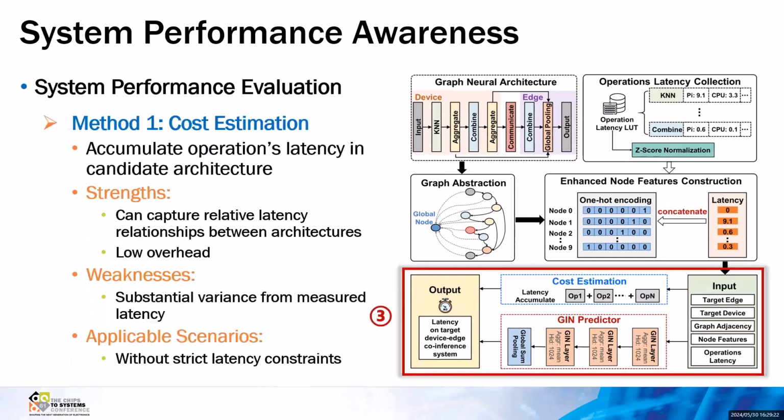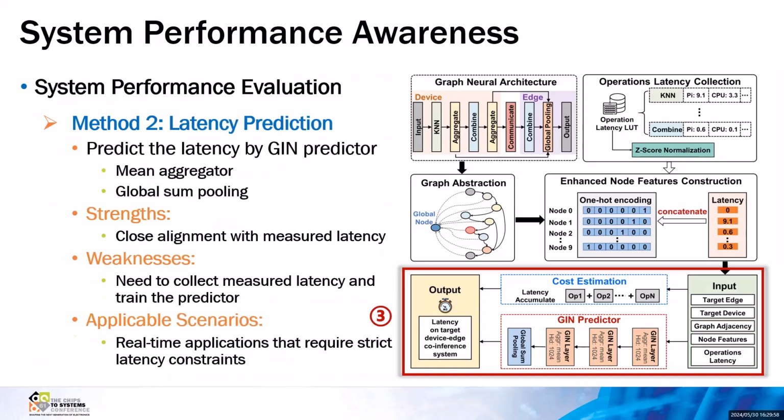When performing system performance evaluation, we provide two options to adapt to different application requirements. The first one is cost estimation. Since we have collected the latency information for all operations, we can obtain approximate performance through simple accumulation. This method is simpler and has lower overhead, but because it doesn't consider random overhead, the estimated value may differ significantly from actual performance. So it is suitable for scenarios without strict real-time constraints.